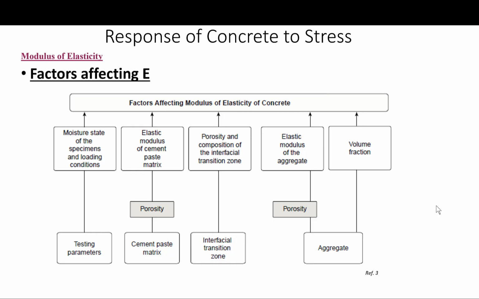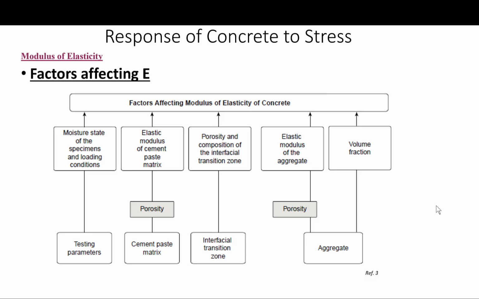This is lecture number 32 and we will continue the discussion on the response of concrete to stress. Last lecture we discussed the modulus of elasticity and how it is determined. Let's now take a look at what the modulus of elasticity of concrete is affected by.